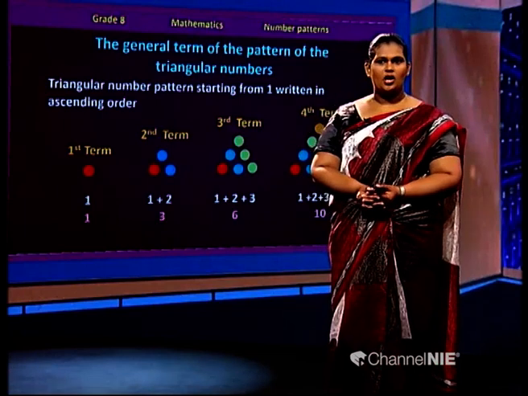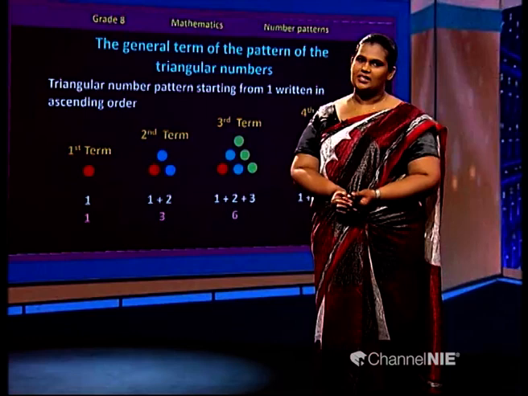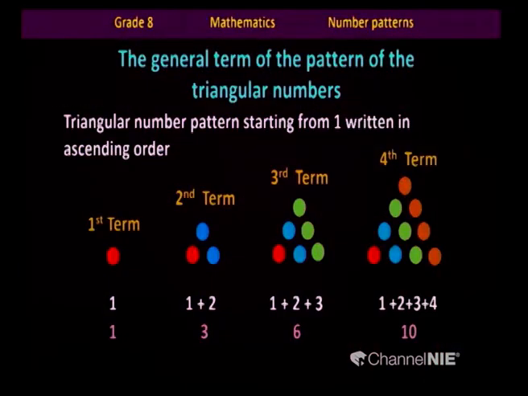Now we know the general term of the square number pattern starting from 1 and written in ascending order. Then we are going to talk about the general term of the triangular number pattern. We have learnt about triangular numbers in previous grades as well, isn't that so? Now, how do we get the first term of it? For the first term, you have got 1 dot. I have shown the picture representation of the triangular numbers as well.